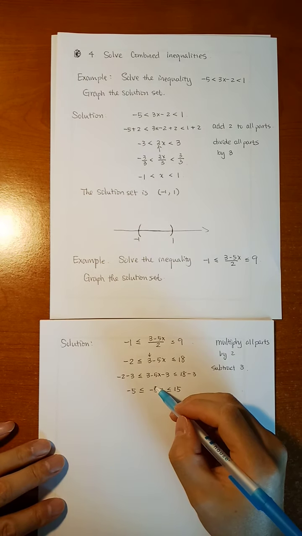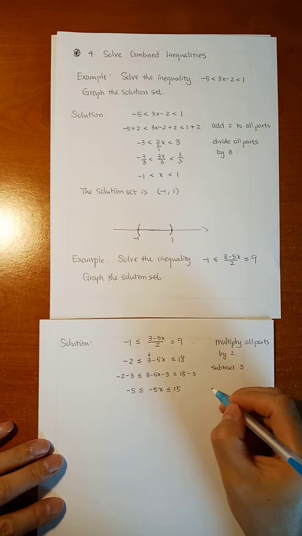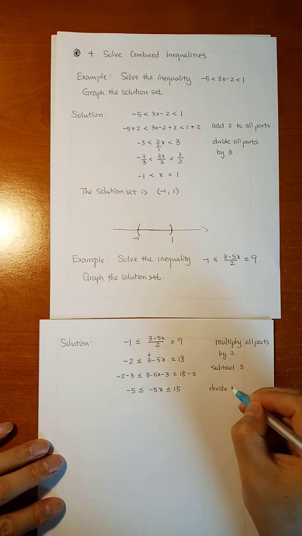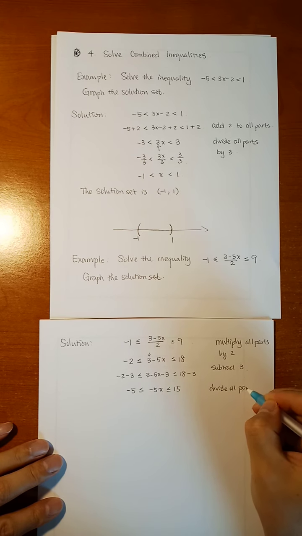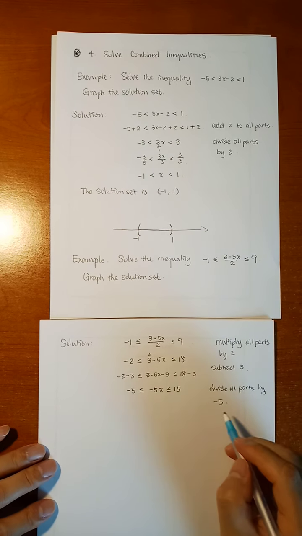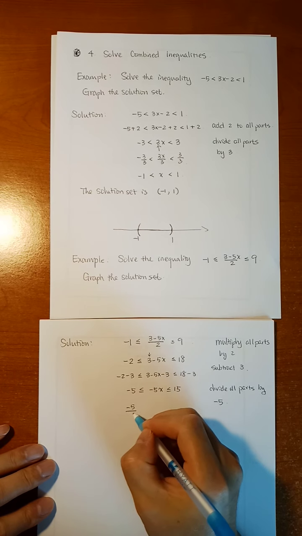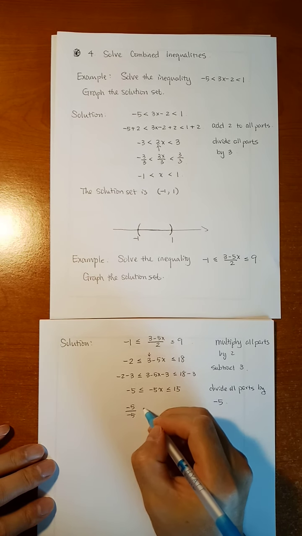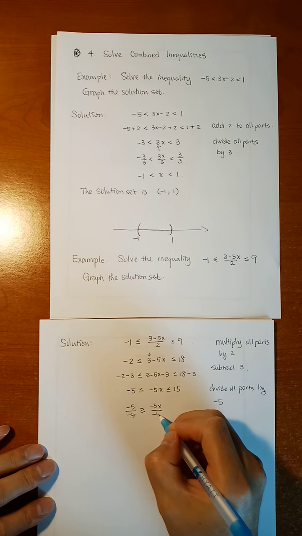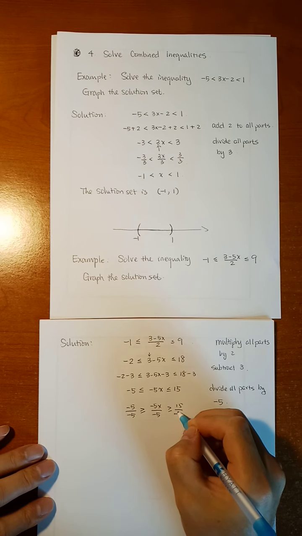Now your middle term is -5x. The coefficient is -5, so divide all parts by -5. This is a negative number, so you're going to change the direction of inequality. So -5 over -5, here is less than or equal to, becomes greater than or equal to -5x over -5, greater than or equal to 15 over -5.